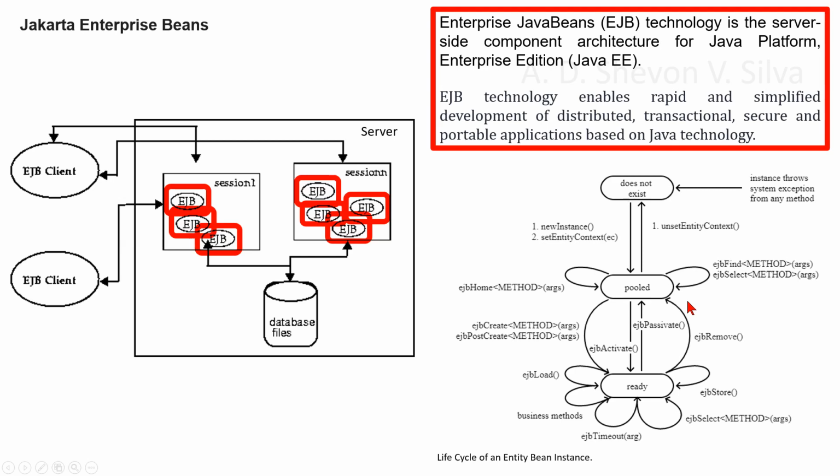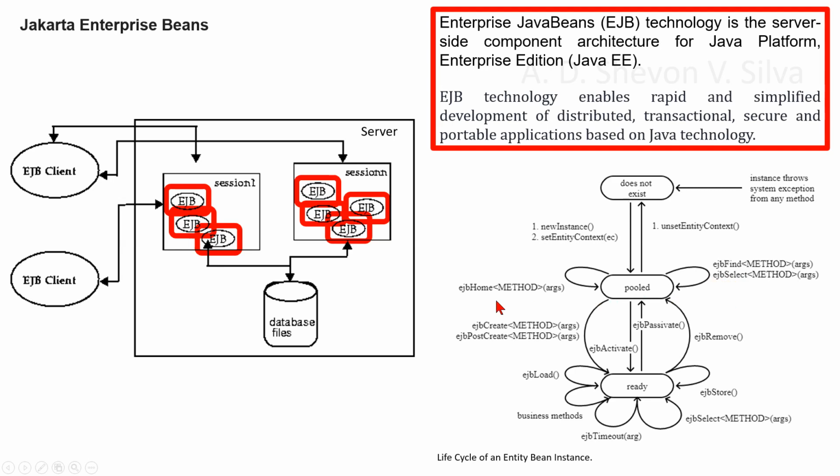While the instance is in the pool state, the container may use the instance to execute any of the entity bean's finder methods, shown as ejbFind methods in the diagram here, or any of the entity bean's home methods, shown as ejbHome methods in the diagram here. The instance does not move to the ready state during the execution of the finder or home method.